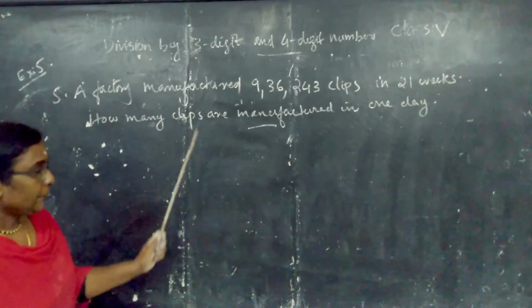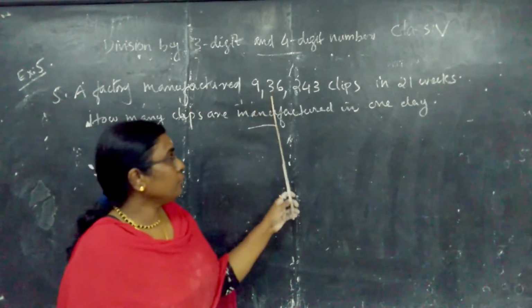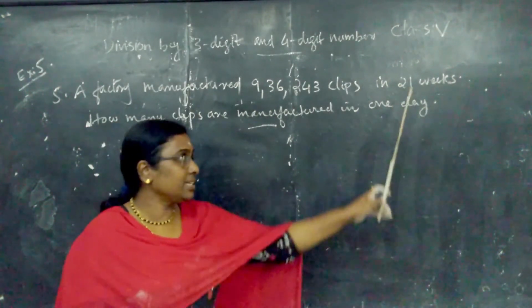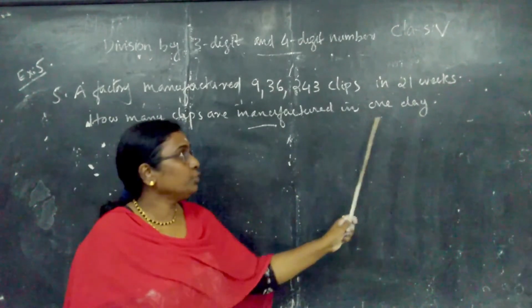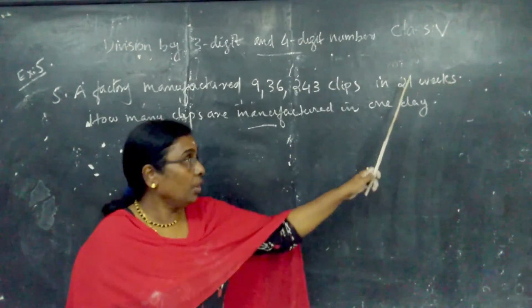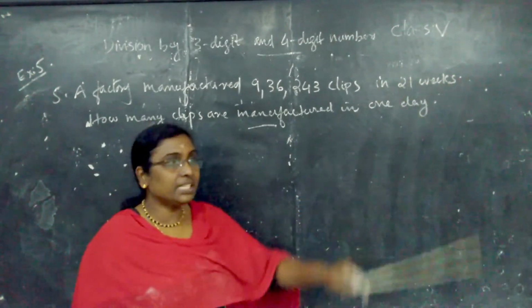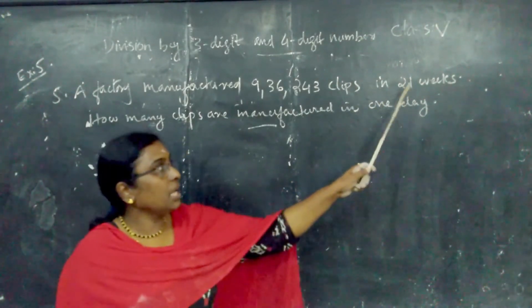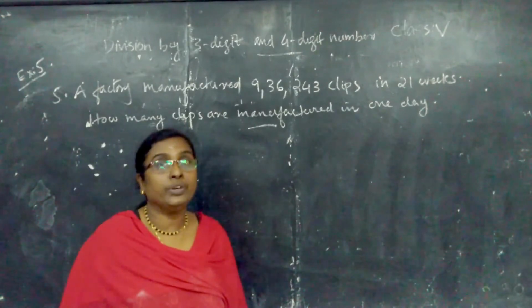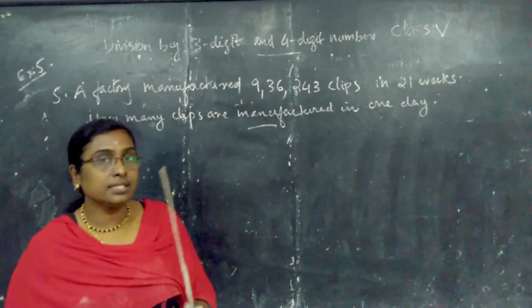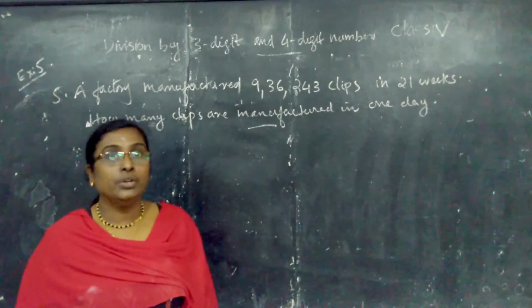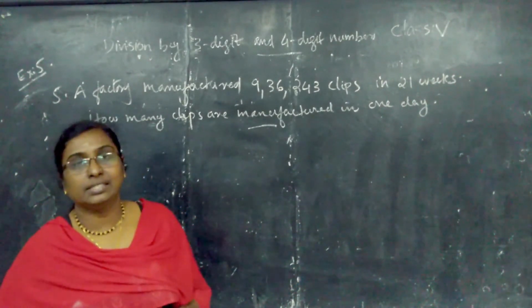But here we have to divide the clips by 21 weeks. Here it is given in weeks. We have to find in one day. So we convert this weeks into days. Okay. How many days are there in 21 weeks? 1 week contains how many days? 7 days. So 21 weeks consists of 21 into 7 days. Isn't it?